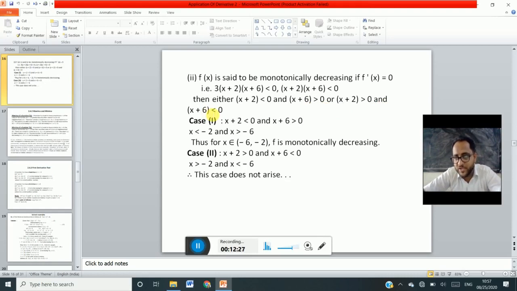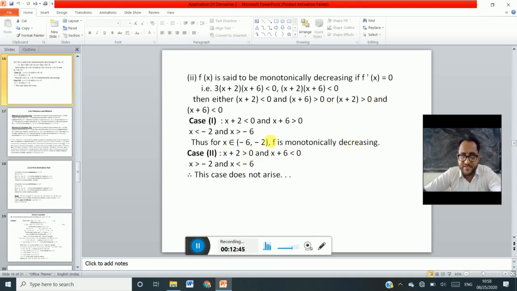Here also we got the two cases. So first we consider x plus 2 less than 0 and x plus 6 greater than 0, meaning x is less than minus 2 and x is greater than minus 6. Thus x belongs to minus 6 to minus 2, if it is decreasing.